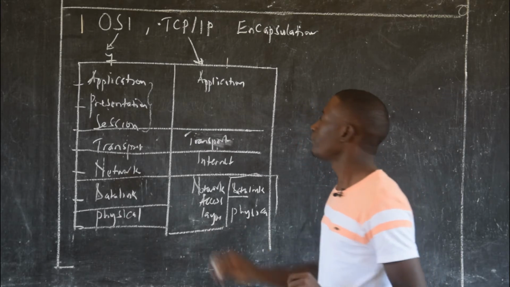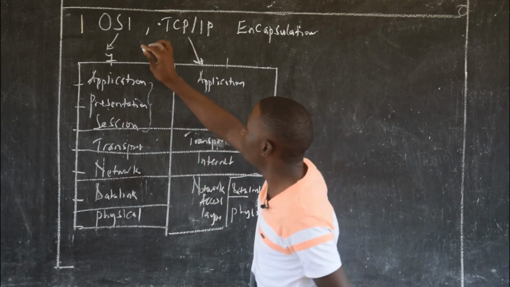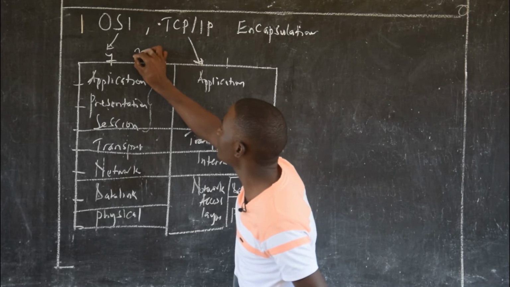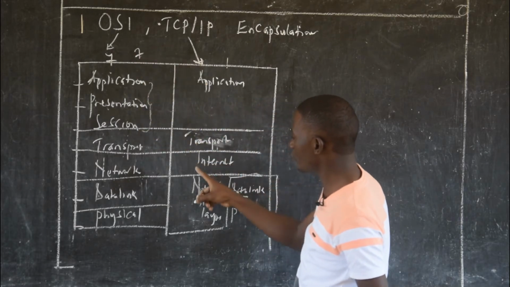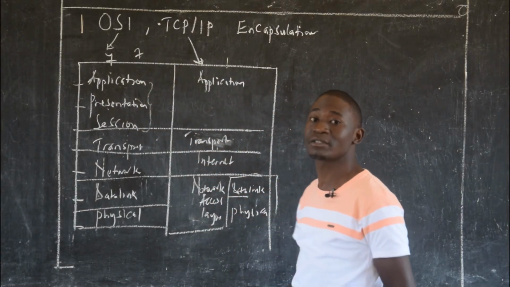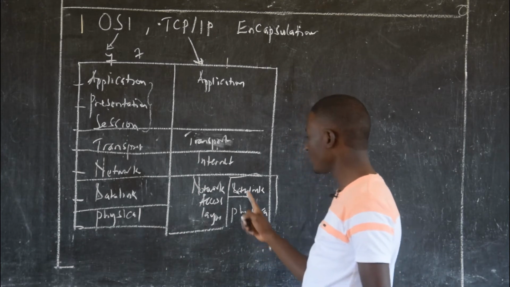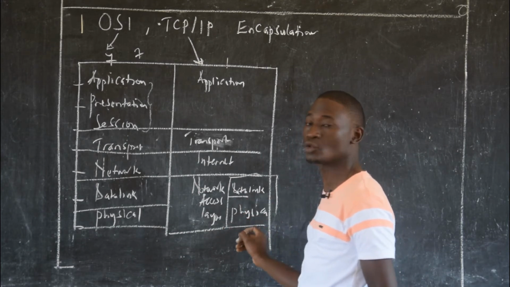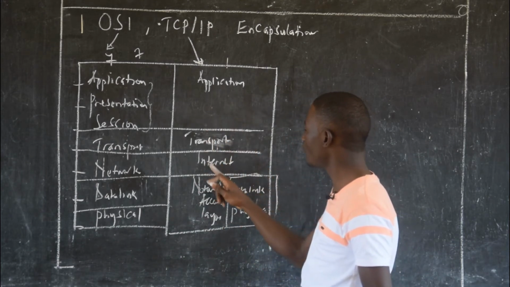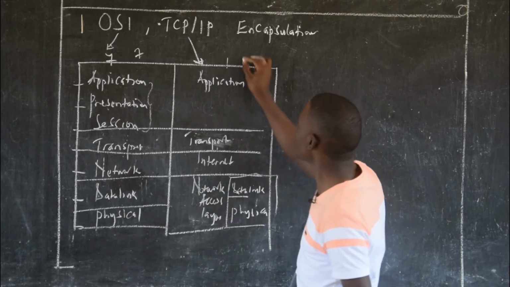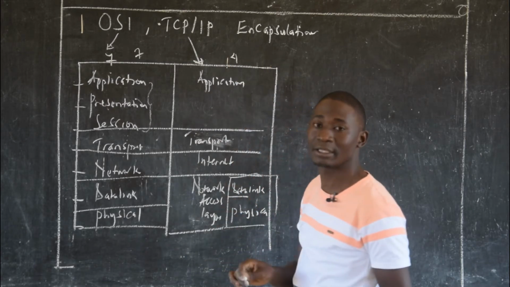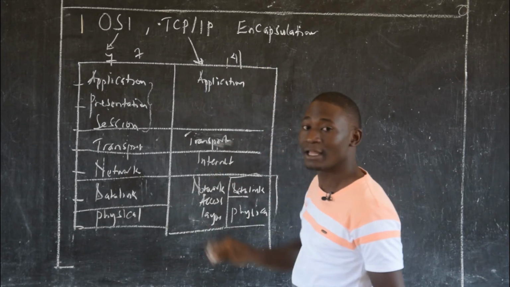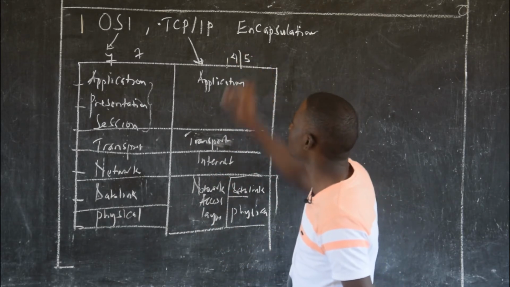So specifically, the OSI model has 7 layers, and this one has 1, 2, 3, 4 layers. But at times some people call it 5, because even these ones are divided into 2. So we count 1, 2, 3, 4, and 5. So at times people say there are 4 layers, and the others say that there are 5 layers.